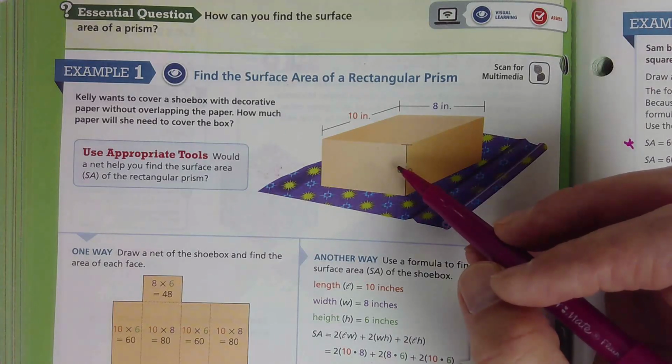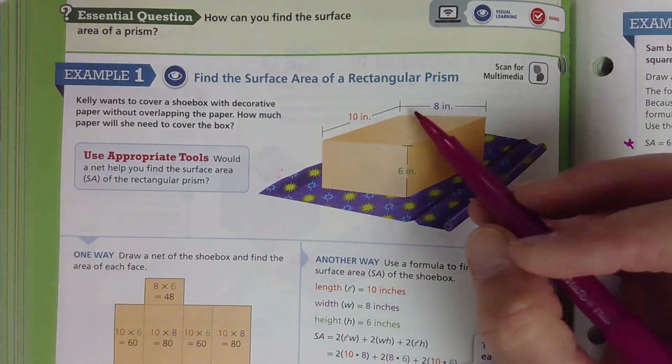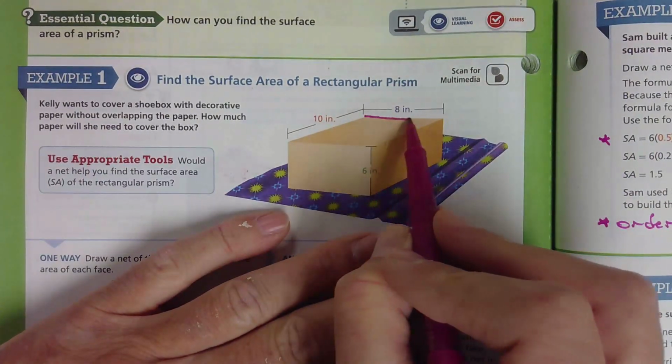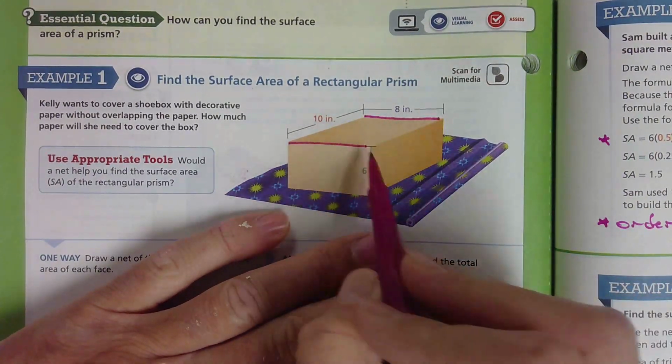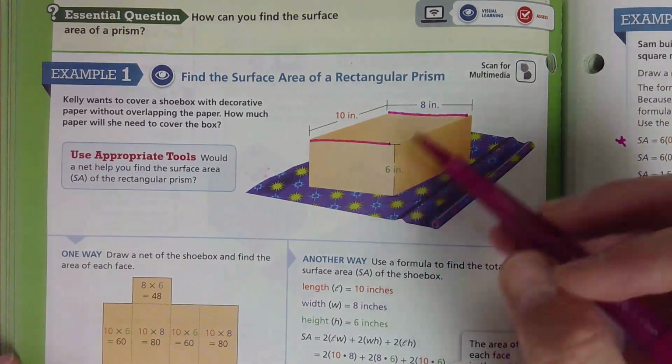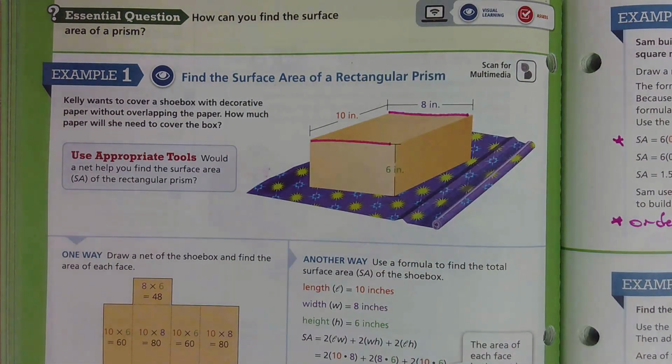And finally, we have this front face here. That's 6 inches. It's going to be 6 by, if this length right here is 8 inches, then you know this is 8 inches, and 6 by 8 is 48. And then the back side is also 48. You would add them all up, and then you would have the surface area of the prism.